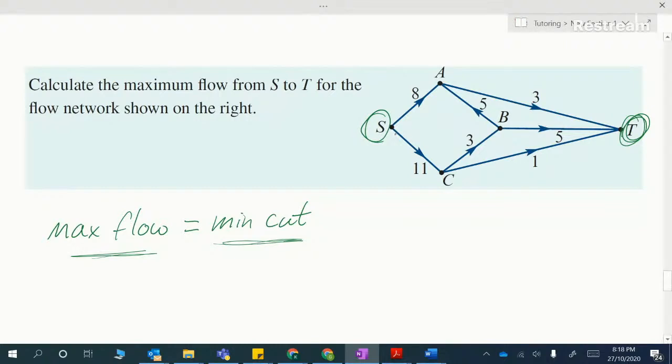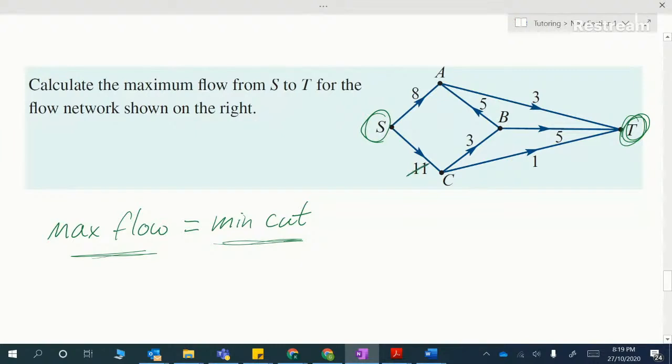So if I look at this bottom pathway here, I've got, say, 11 litres coming through this pipe, okay? But then it joins onto these two pipes here, but you can see I can only send 3 litres down one pipe and 1 litre down the other pipe. So if I try and send all 11 litres down that first pipe, I'm going to end up overflowing the system.